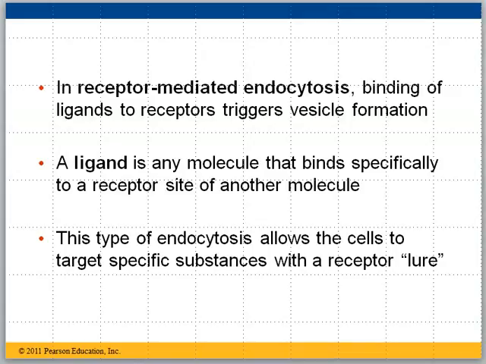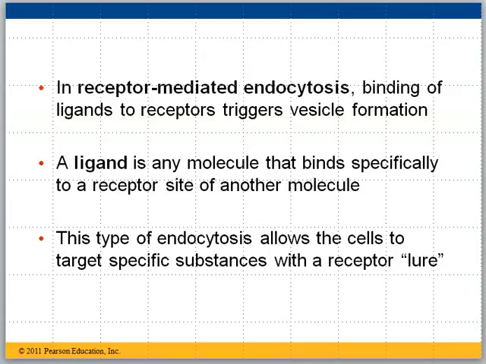And what it has on the outside of the cell are particular receptor sites, and it's looking for what's called a ligand. A ligand is a molecule that specifically binds to a particular site. So you can think of the receptor site on the outside of the molecule as the fishing lure, and the ligand is kind of the fish that it's going after. So that ligand is just a general name for any molecule that binds to a specific receptor site.